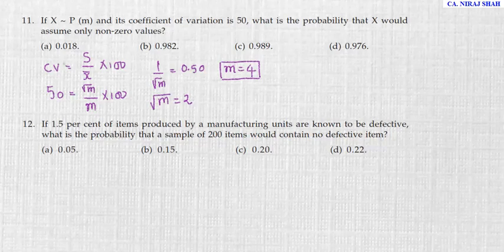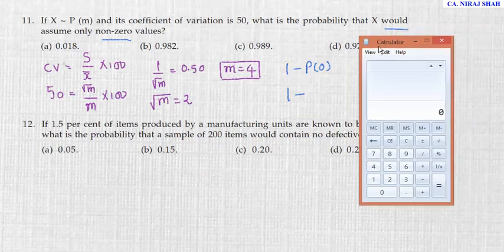Now X would assume only non-zero values. So we have to do 1 minus P0. The value of P0 is nothing but e raised to minus 4, because the value of m is 4, into 4 raised to 0 divided by 0 factorial. We can solve it by calculator. So 1 minus e raised to minus 4 will be solved like this.